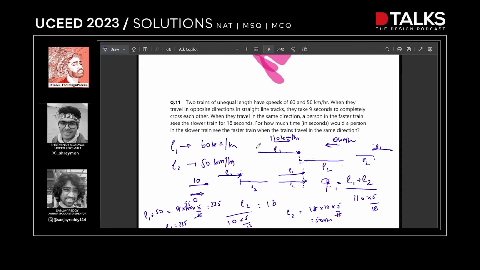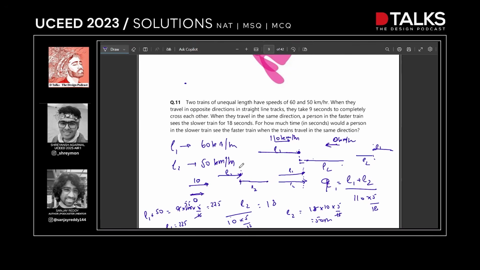Right? Now the question is, for how much time would a person in the slower train see the faster train when the trains travel in the same direction? So it's again the same case, the exact same case as before. So let's assume the person who's sitting here, the person is sitting in the back of the train.